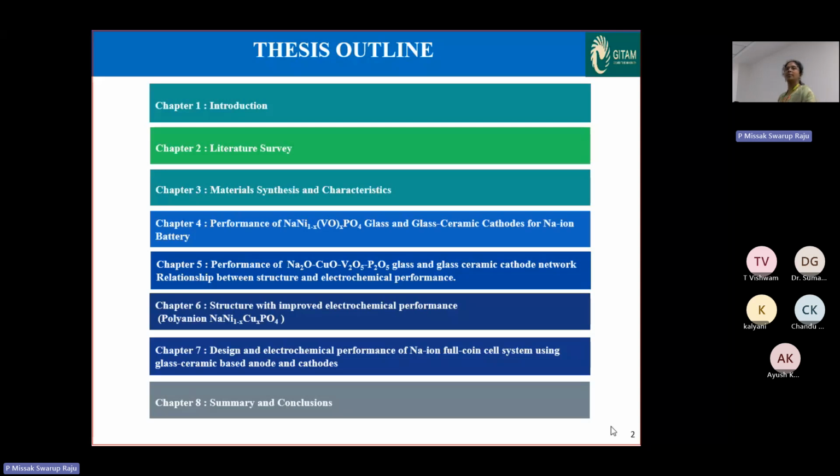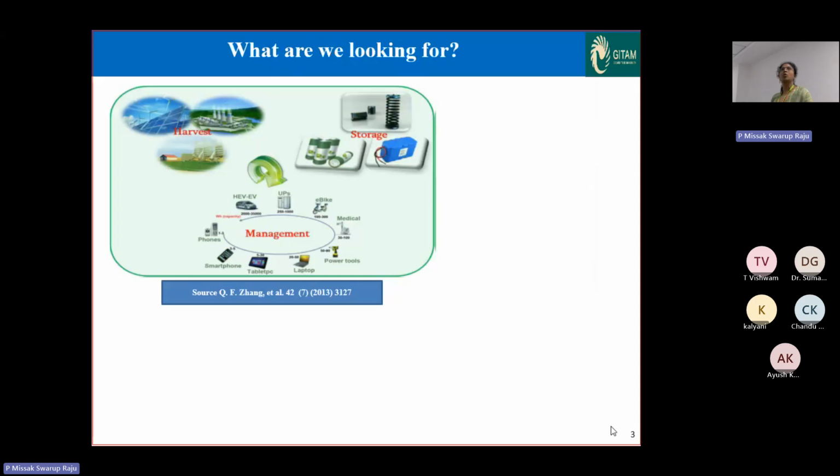Here it gives the relationship between the structure and electrochemical performance. Chapter 6 is the structure and improved electrochemical performance by combining nickel and copper for different mole percentages. In chapter 7, using the chapter 4, 5, 6 cathode materials, I prepared the sodium-ion full coin cell, with glass ceramic based anode and cathode, and studied the electrochemical performance of the full coin cell. Chapter 8 is the summary and conclusion.